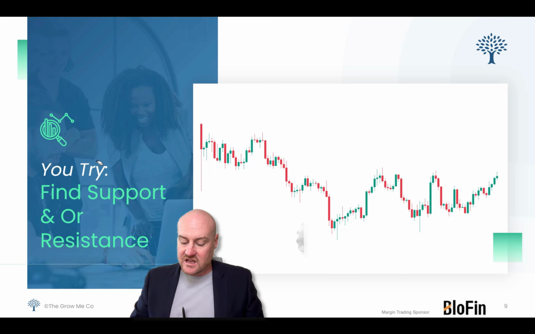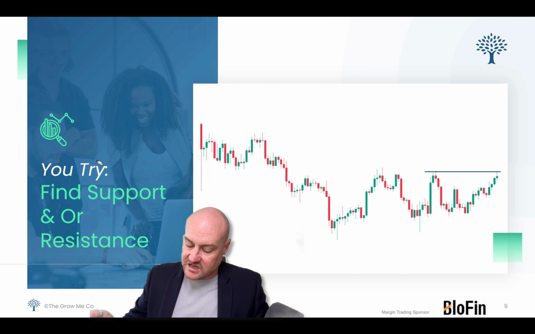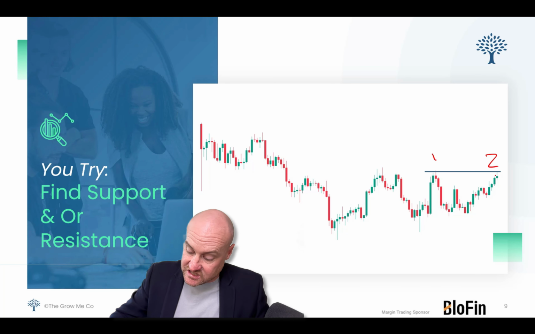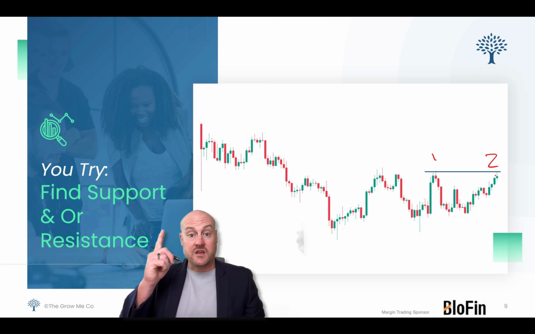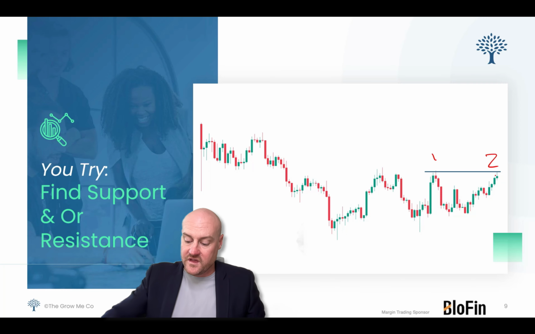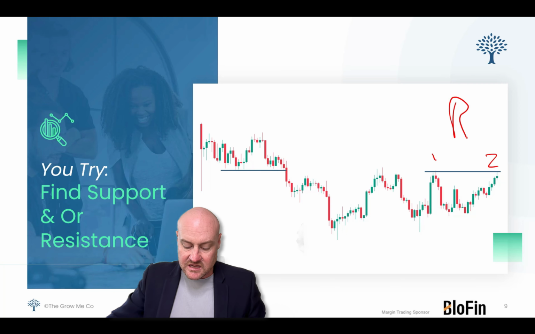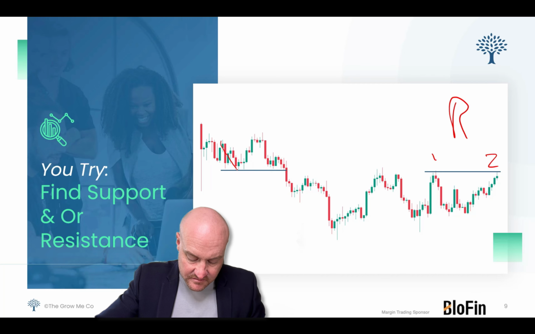Now, I'm going to show you an example here, a couple of opportunities where you can see there's test one here, there's test two here. Now, the price is being resisted by a level above. Therefore, this is resistance. In this example over here, we see price come down, test, retest, and retest in 1, 2, and 3.